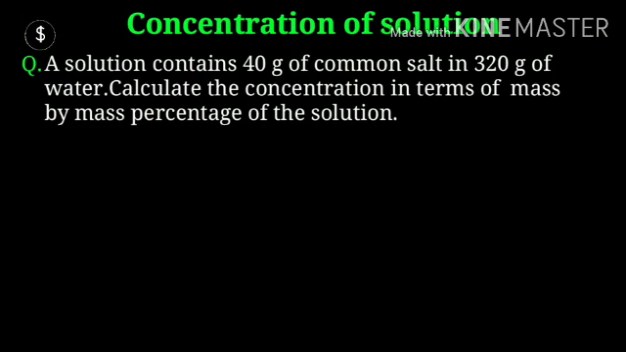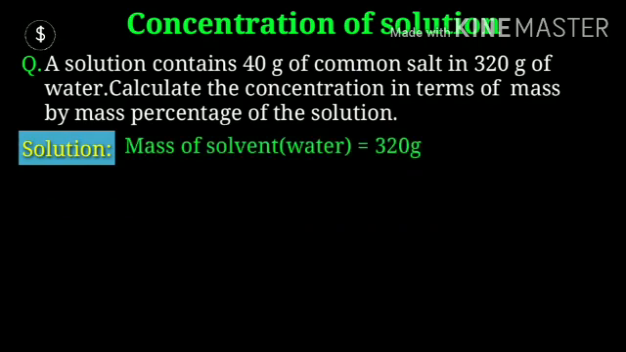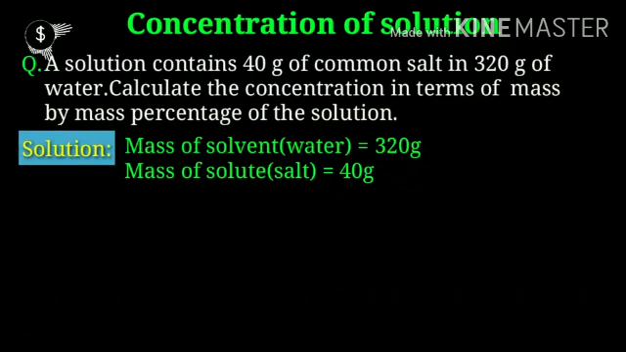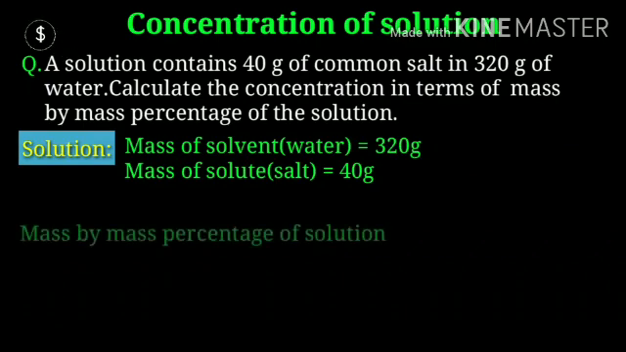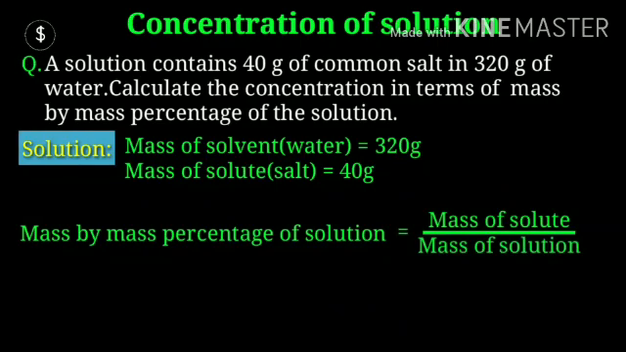A solution contains 40 gram of common salt in 320 gram of water. Calculate the concentration in terms of mass by mass percentage of the solution. Now how will we solve it? Mass of solvent is given 320 gram. Mass of solute, that is salt, is given 40 gram. Solvent is water, solute is salt. Now solution you will calculate because you do for solution. So formula, mass by mass percentage of solution, mass of solute upon mass of solution into 100.